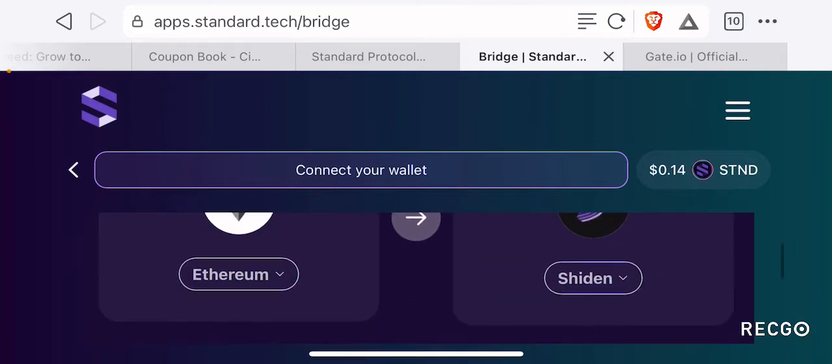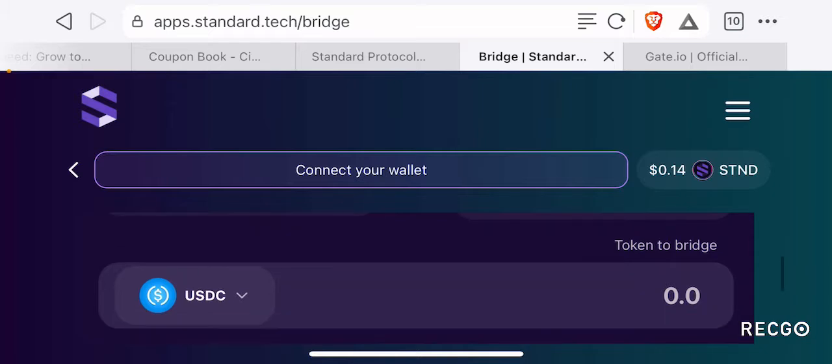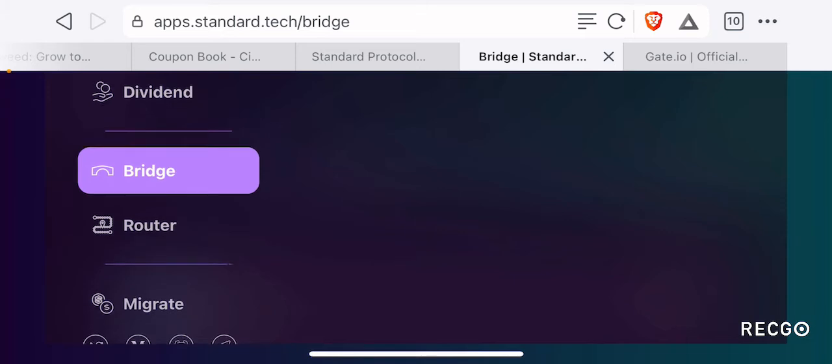including Standard Protocol, which is aiming to be a reserve bank on the Shiden network that uses decentralized governance, right? So you can bridge a lot of tokens that you want to provide liquidity to on the Shiden network through their bridge protocol, right?